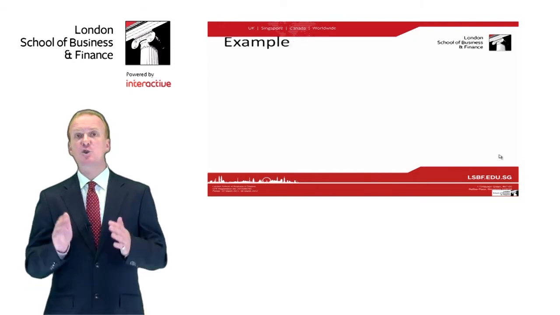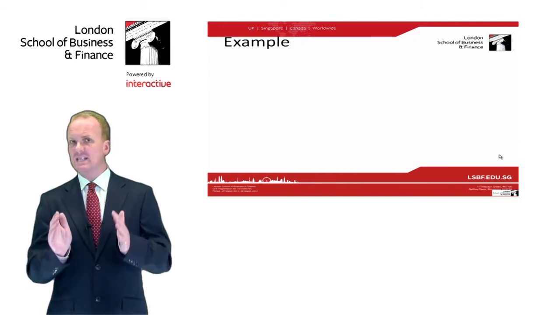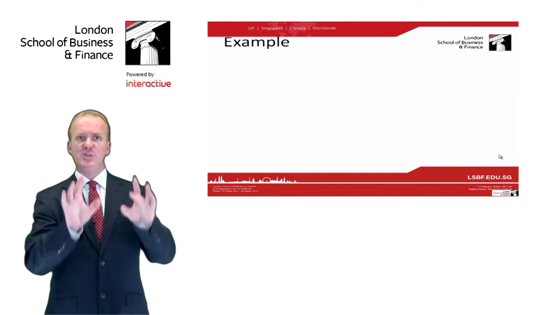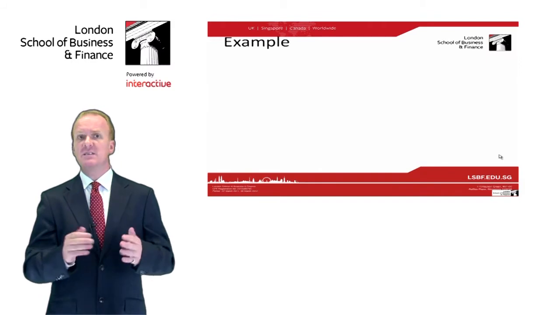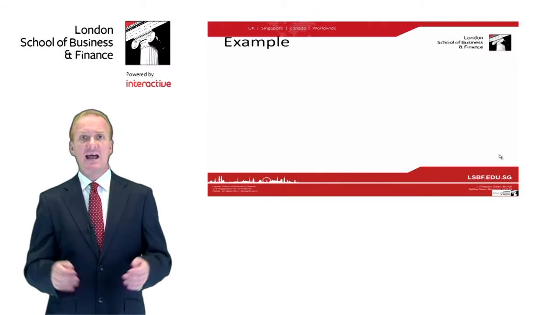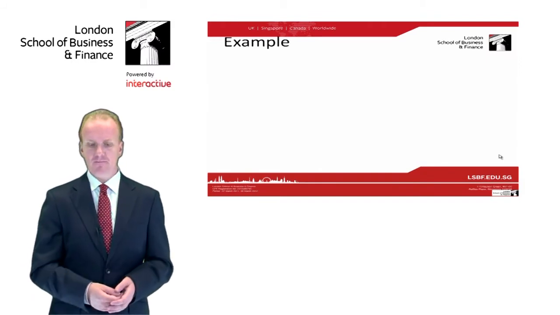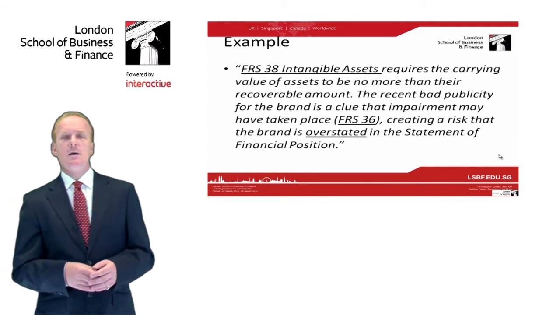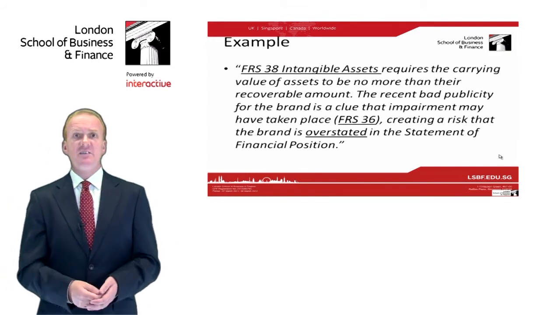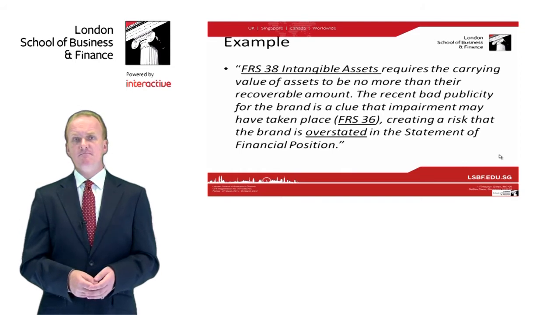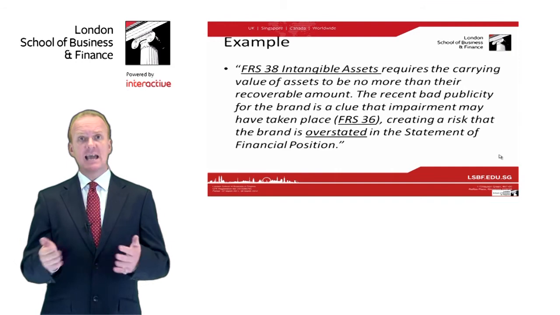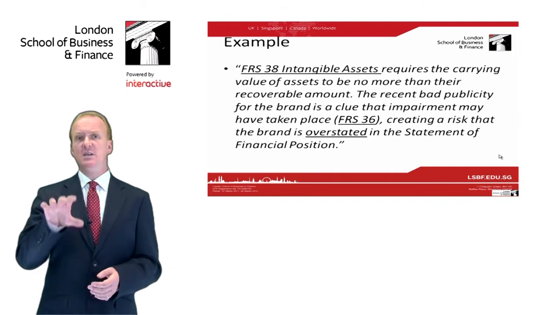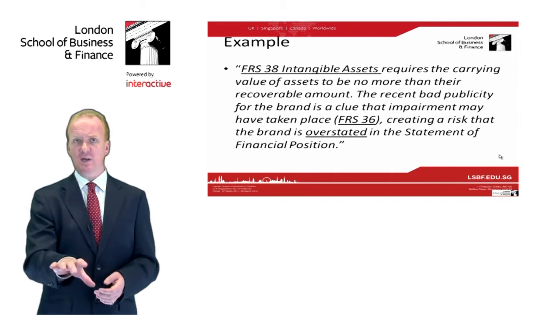Let's now look at a good example, a well-explained example, showing an explanation of a financial statement risk. In this case, something to do with a brand. In the explanation, you can see I've underlined some of the key points. The word overstatement is underlined, and the relevant accounting standards have been underlined, because those are the key parts of your explanation.